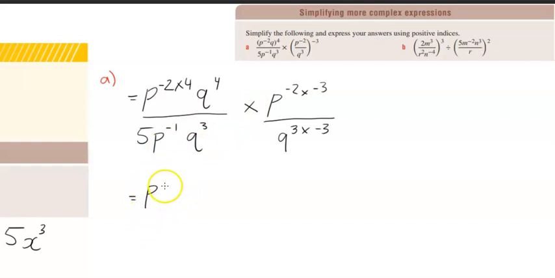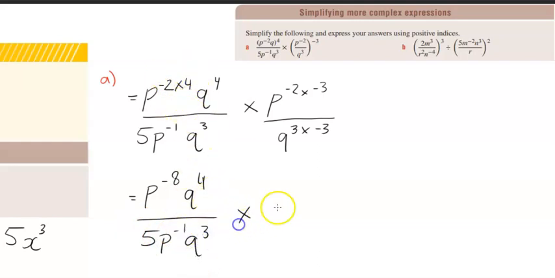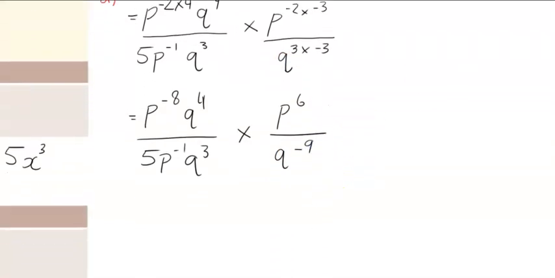So this will be p to the power of -8, q to the power 4 stays untouched, and everything on the denominator also stays untouched. Okay, so I've just simply multiplied those two. This p will turn into p to the power of 6, because -2 multiplied by -3 is a +6. And this q, let me make the q more of a tail, I don't want it to look like a 9. This q is to the power of -9, as 3 times -3 is equal to -9. Okay, we're getting there.